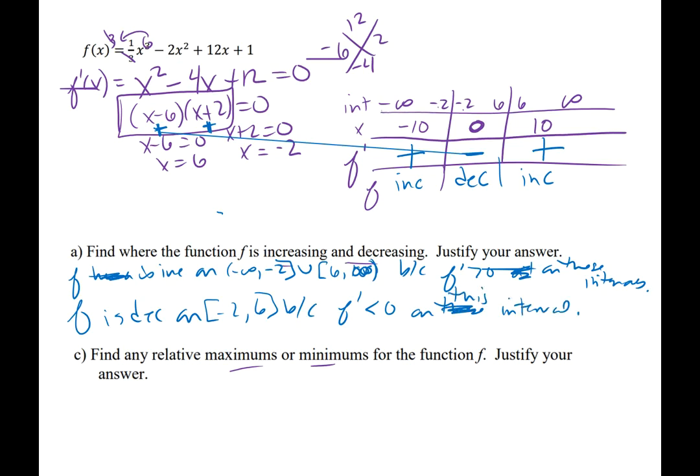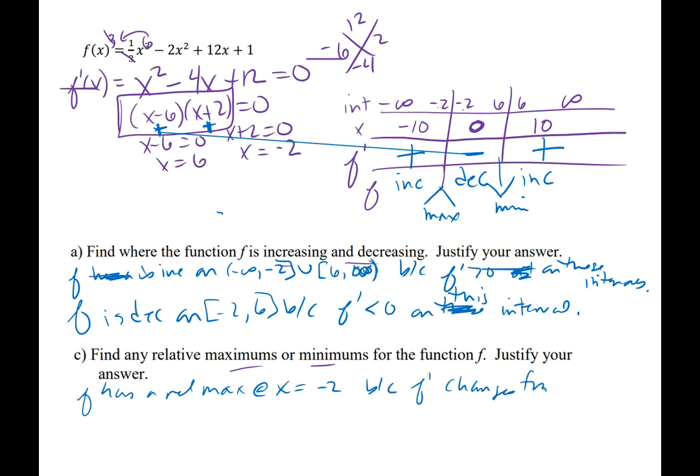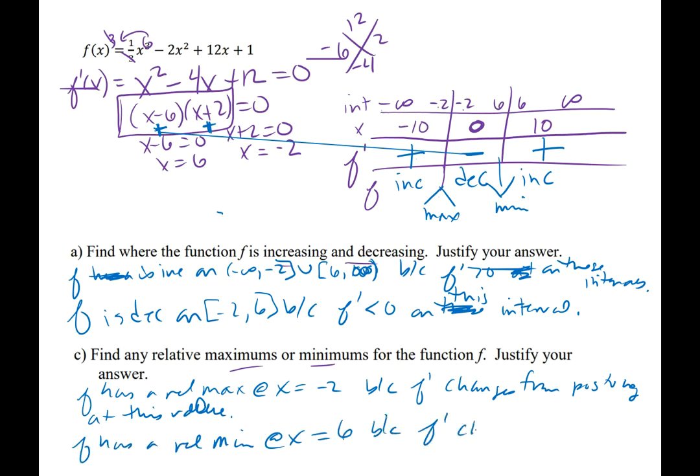All right, relative maxes and mins. So I need to look at my sign chart again. I know I'm going from increasing to decreasing and decreasing to increasing. So the hill is the max, the valley is the min. So f has a relative max at x equals negative 2 because f prime changes from positive to negative at this value. F has a relative min at x equals 6 because f prime changes from negative to positive at this value.